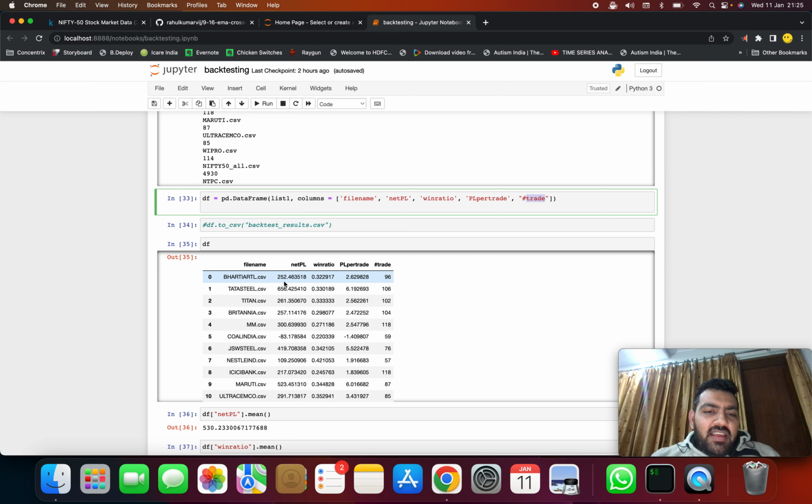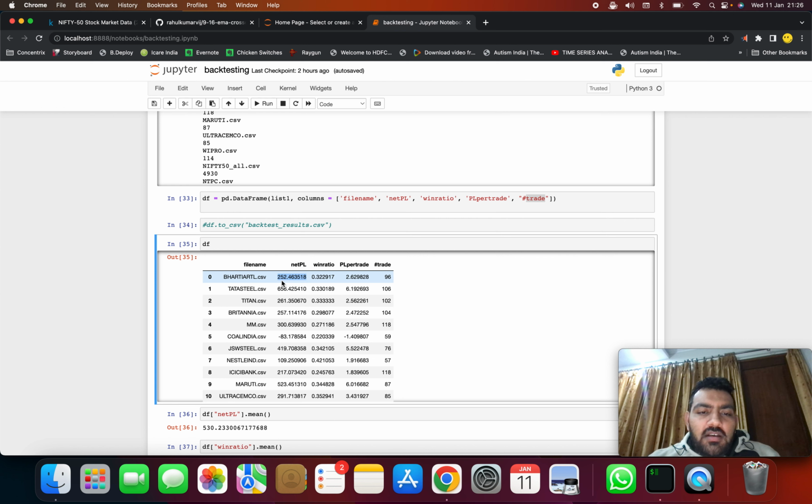So I have the file names and net profit and loss. Let's say you have taken every opportunity. The net profit in Bharti Airtel is 252%. The win ratio is 32%. Each trade had 2.6 times profit or loss per trade. A negative sign indicates there are losses also. And in Bharti Airtel we got 96 such opportunities in the last 20 years.